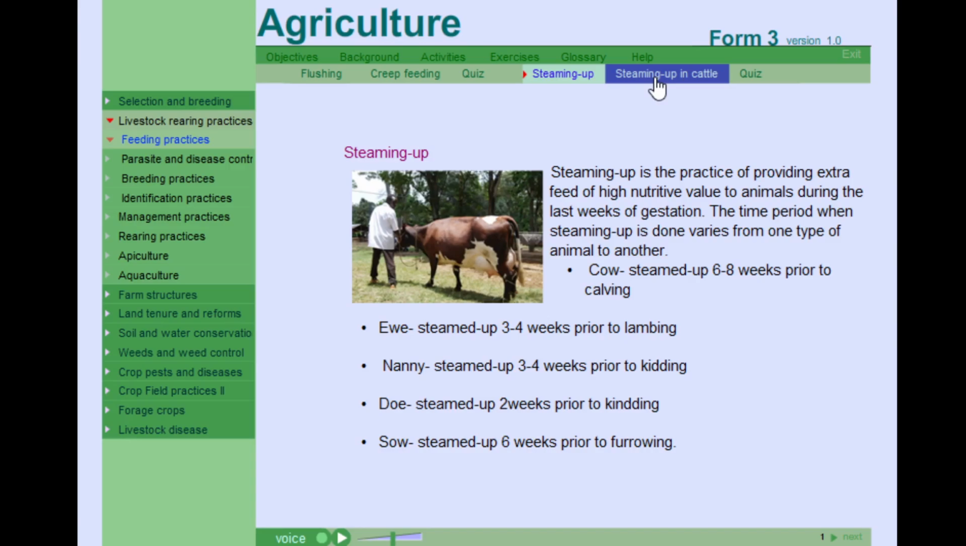An ewe is steamed up 3 to 4 weeks prior to lambing. A nanny is steamed up 3 to 4 weeks prior to kidding. A doe is steamed up 2 weeks prior to kidding. A sow is steamed up 6 weeks prior to farrowing.